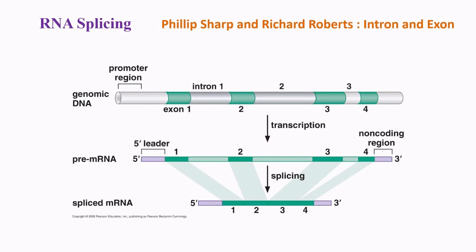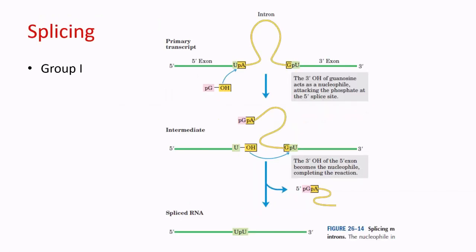So there are different groups of the intron. Based on how this splicing occurs, there are 4 main groups of the introns. So let us understand splicing in different groups one by one. So in group 1, the splicing occurs by an external guanosine.